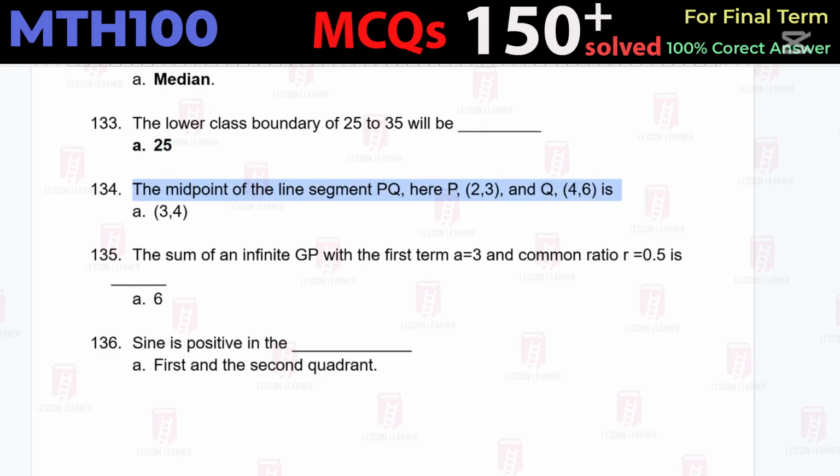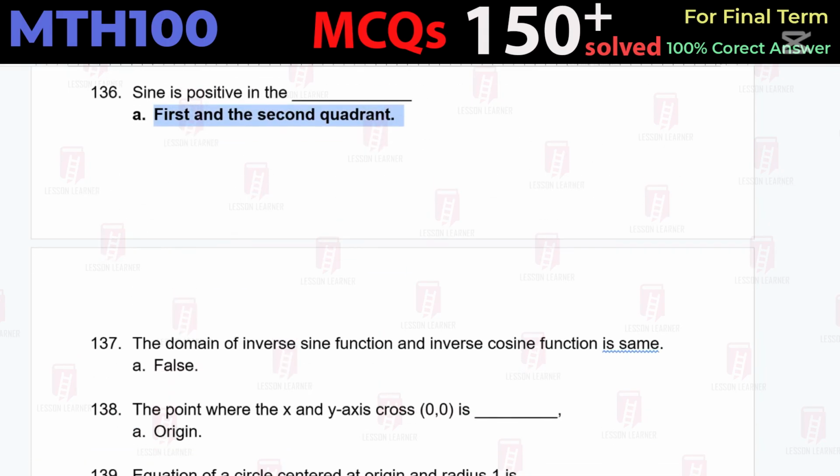The midpoint of the line segment PQ, where P is (2, 3) and Q is (4, 6), is (3, 4.5). The sum of the infinite GP with first term a equals 3 and common ratio r equals 0.5 is 6. Sign is positive in the first and the second quadrant.